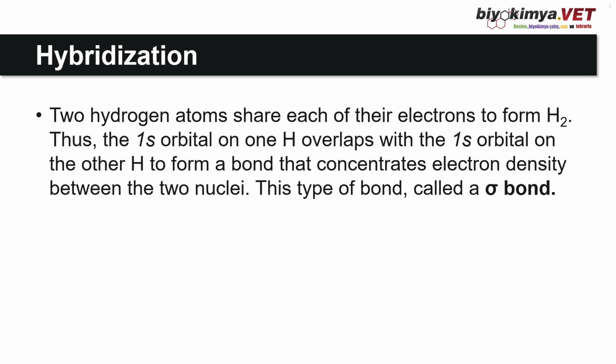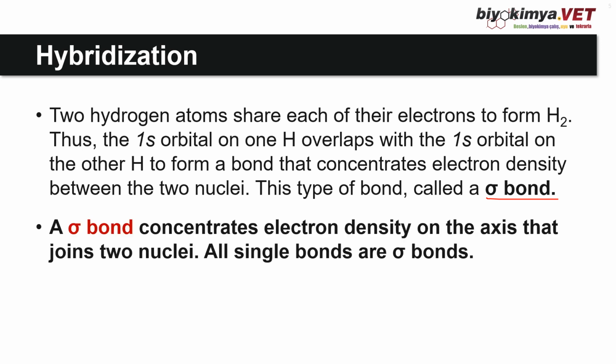Two hydrogen atoms share each of their electrons to form hydrogen gas. Thus, the 1s orbital on one hydrogen overlaps with the 1s orbital on the other hydrogen to form a bond that concentrates electron density between the two nuclei. This type of bond is called a sigma bond. Shortly, a sigma bond is a type of single bond, and all single bonds are called sigma bonds.